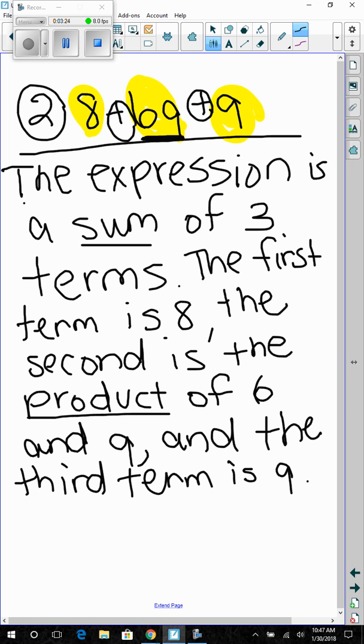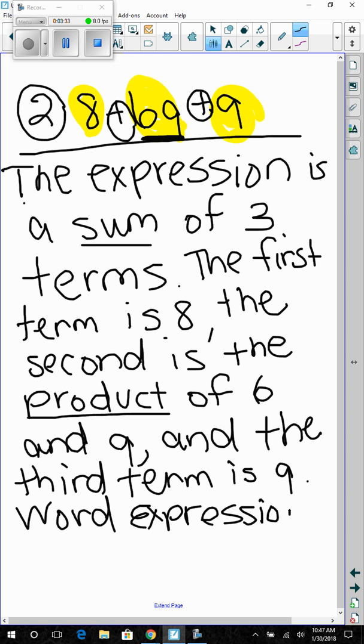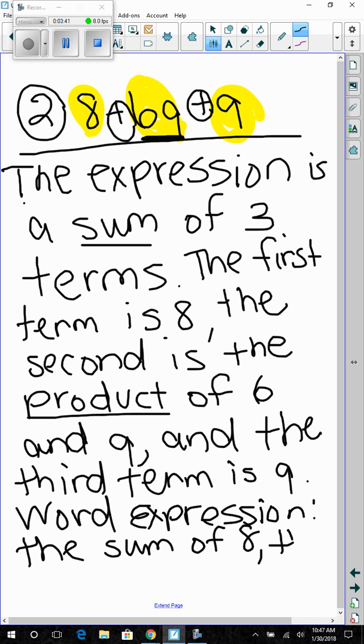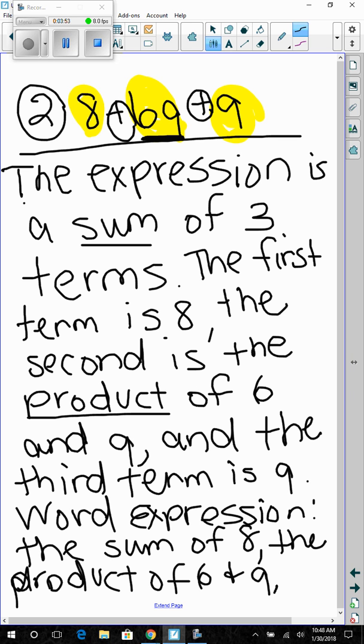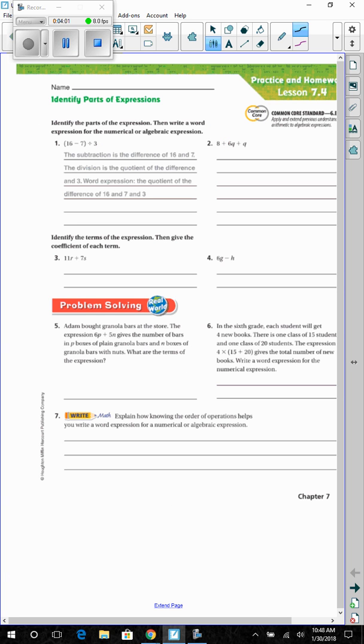The second part of that answer is the word expression. The sum of 8, the product of 6 and q, and q. It is a very long answer. Okay, so number 2 is done. That's on the other page.